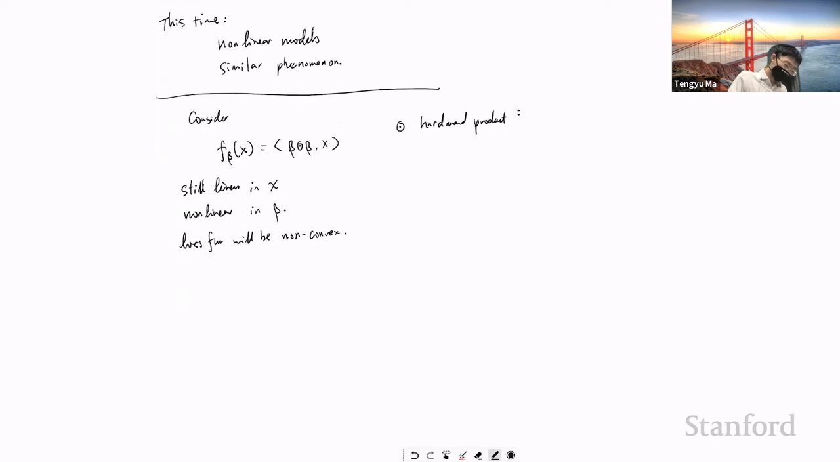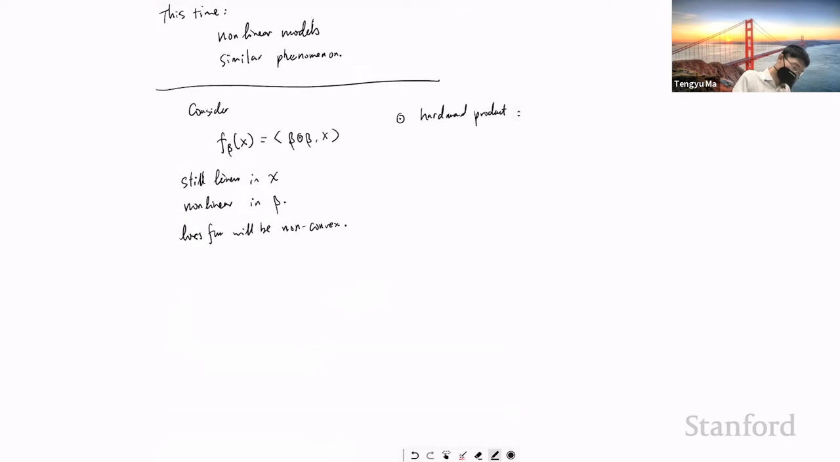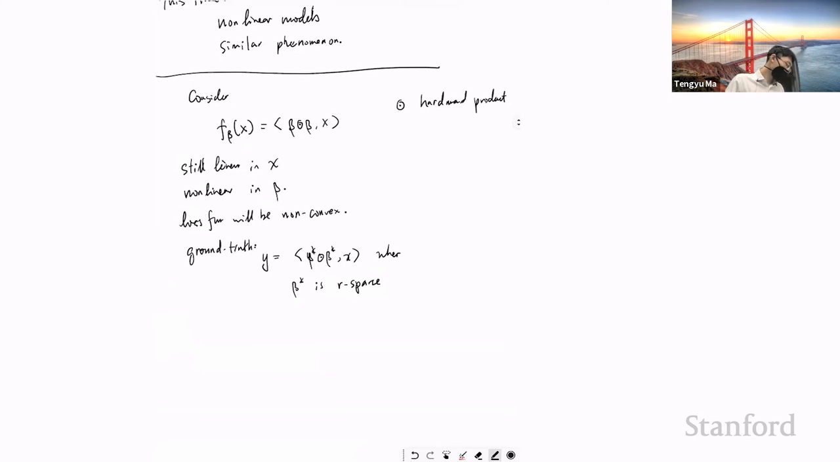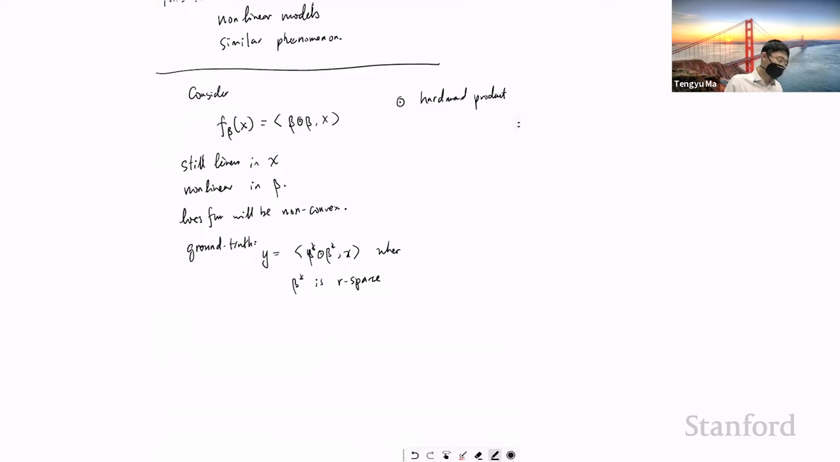And we're going to make this even more interesting by considering a special case where suppose the ground truth is that y equals beta star ⊙ beta star times x, where beta star is r-sparse. The reason why we want beta star to be r-sparse is that r-sparse means that the zero norm of beta star is at most r. Like you only have r non-zero entries.